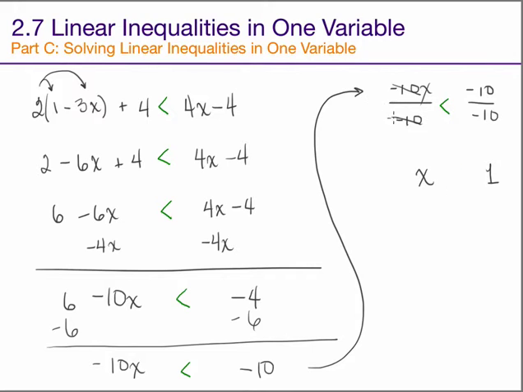Or did I multiply or divide both sides of this step by a negative number? And I did. I divided both sides of this inequality by the number negative 10. So rather than just copying this down, I need to flip it over so that it's pointing in the opposite direction. Here's my solution. X is greater than 1. Let's graph it.